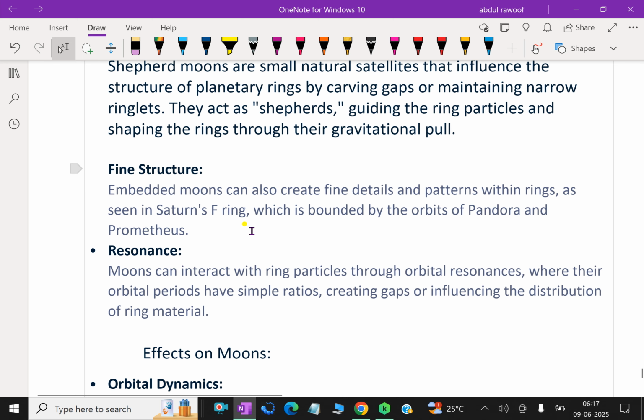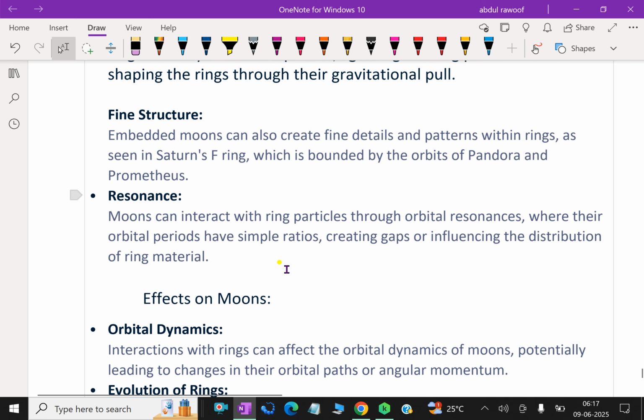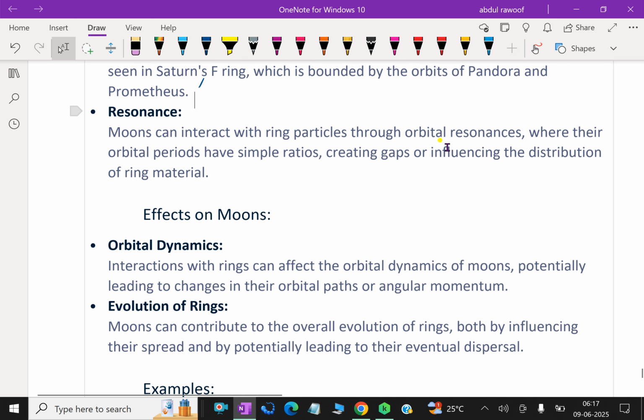Fine structure: embedded moons can also create fine details and patterns within rings, as seen in Saturn's F ring, which is bounded by the orbits of Pandora and Prometheus. Resonance: moons can interact with ring particles through orbital resonance, in which their orbital periods have simple ratios, creating gaps or influencing the distribution of ring material.